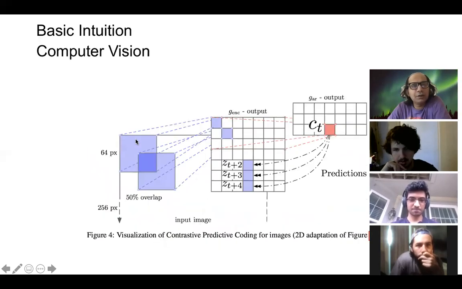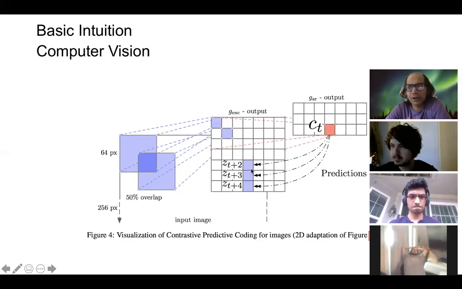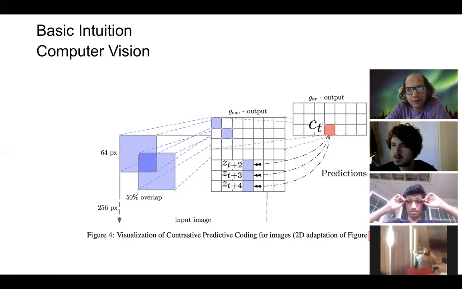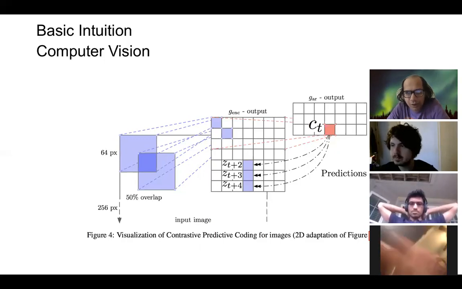Okay, so this idea is for computer vision, and for this they have taken a 256 by 256 image and then converted that image into 7 by 7 grids with 50% overlap, and each cell in the grid is an image patch of 64 by 64. Each image patch will be encoded.